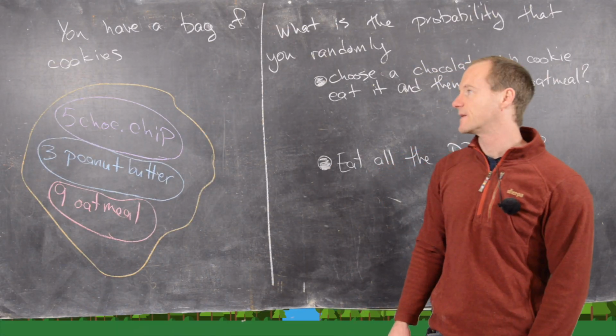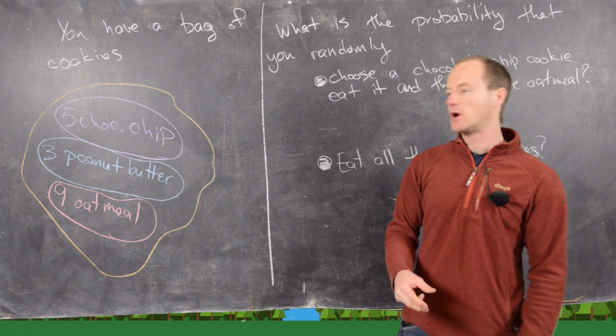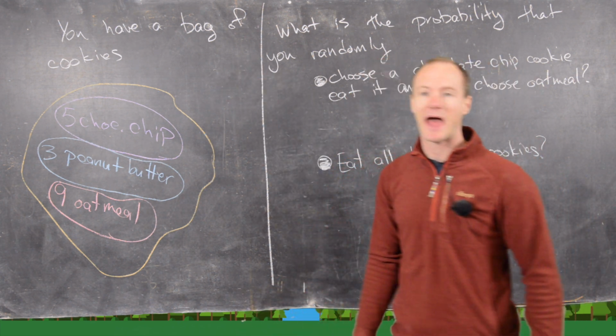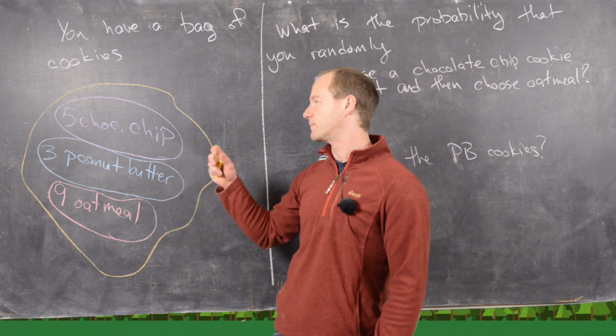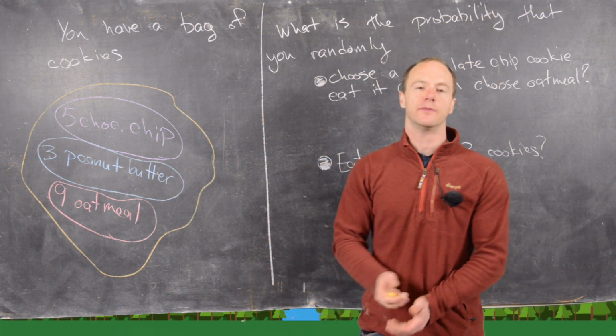Okay, for our next example, we'll look at this kind of classic setup, which is usually given with colors of balls, but here we've got different types of cookies. So let's say you've got this bag of cookies. And inside the bag, you've got 5 chocolate chip cookies, 3 peanut butter cookies, and 9 oatmeal cookies.